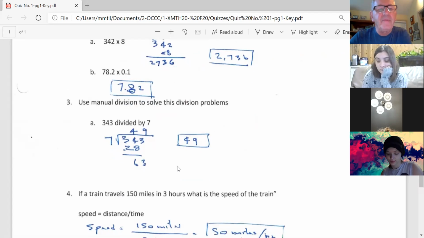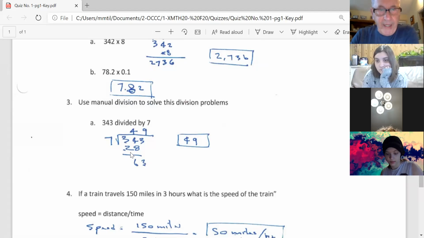Okay. So now we're into division. Manually dividing, we're dividing 7 into 343. 7 goes into 34 4 times. Again, if you don't know your multiplication table, it's hard to do this. So if you have a table in front of you, it would help you. 7 into 34, it won't go 5 times because that would be 35, so it has to go 4.